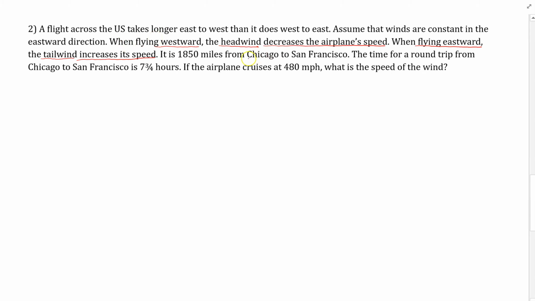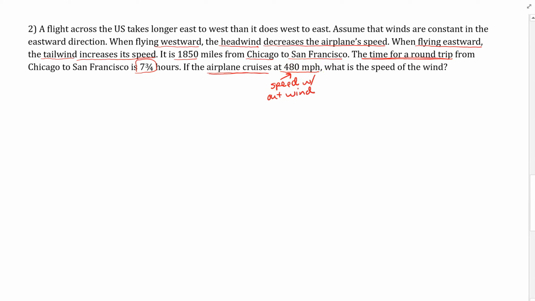So these are just some facts helping you understand what's going on in the problem. So here we're not going all the way to the East Coast, but we're going from Chicago to San Francisco. So east to west, and the distance is 1,850 miles. And then the time for a round trip from Chicago to San Francisco is 7 3/4 hours. So round trip, right? That's there and back. Now this 480 miles per hour is the airplane's speed without wind. So what it means by the airplane cruises at 480 miles per hour is that's the speed the plane is set to, the speed it would be moving at without any wind.